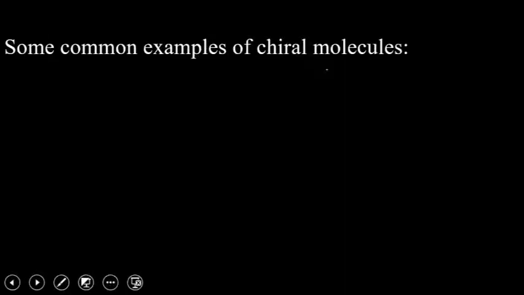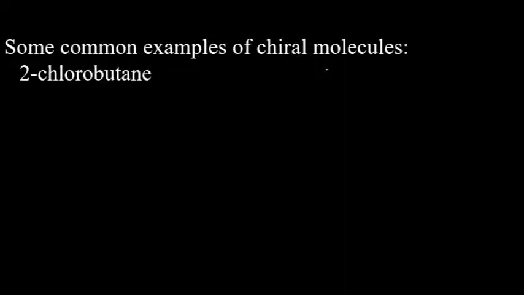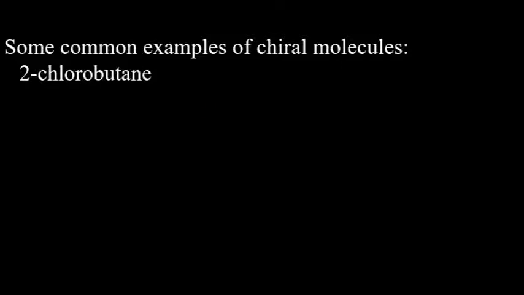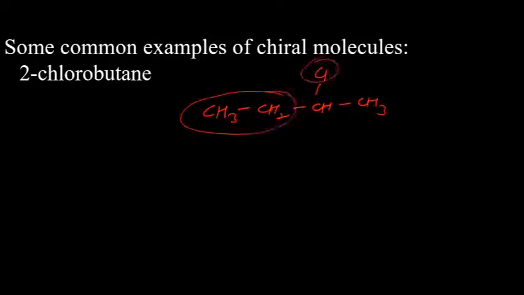Some common examples of chiral molecules: 2-chlorobutane. If you see 2-chlorobutane, CH3, CH2, CHCl, all different substituents. That's why it is a chiral molecule.